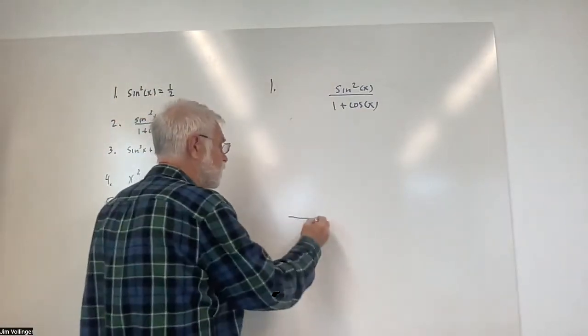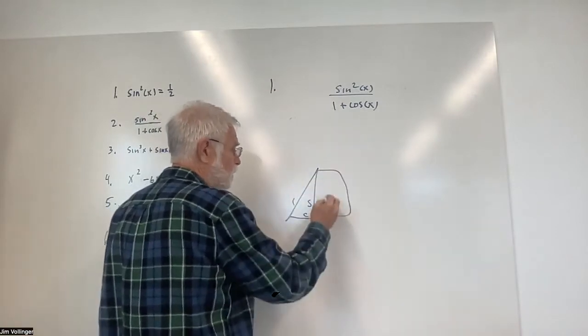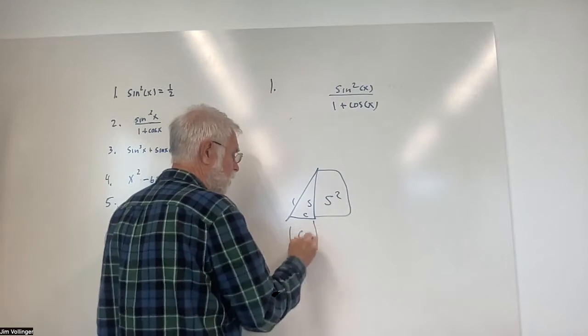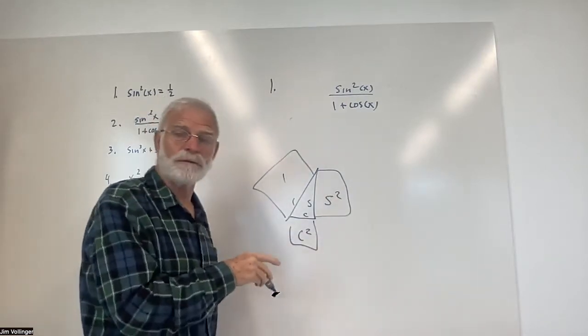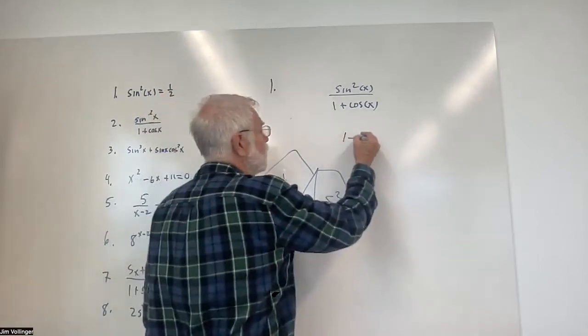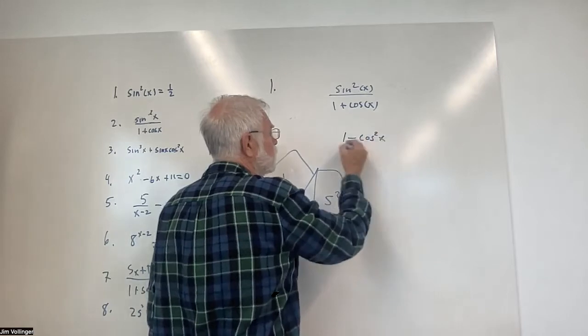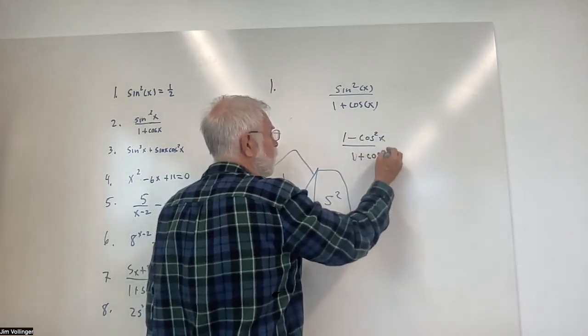Well, this is what we were studying. We were studying the sine, the cosine, and 1. And we've been studying sine squared and cosine squared and 1. And been saying quite often, 1 minus cosine squared is sine squared. So this becomes 1 minus cosine squared x over sine x times 1 plus cosine x. And now we're at the same place.